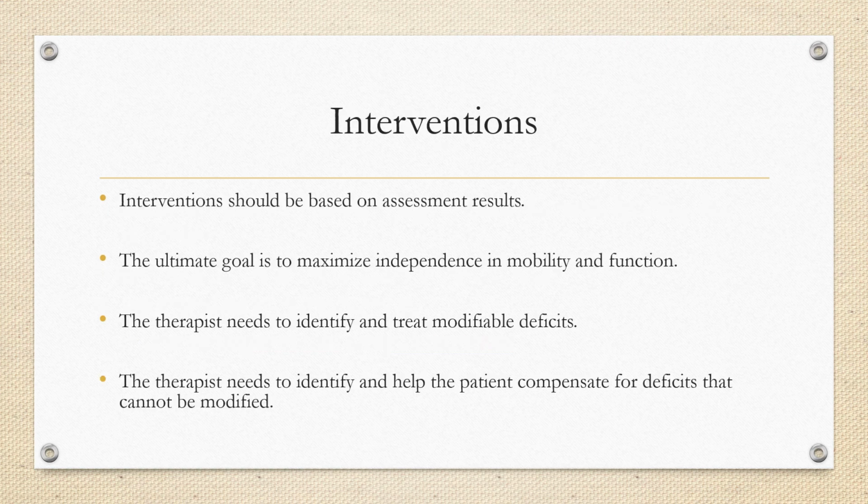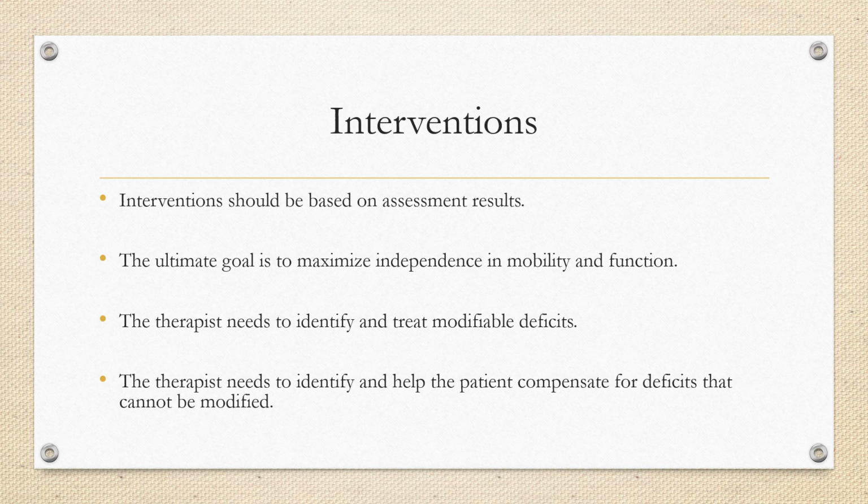And then when it comes to interventions, we want to make sure that it's based on the assessment of the patient in front of us. So you can have an idea of what you might think is going on based on reading the history of the patient, but once you get in and actually do the assessment, that's how we want to make sure we're basing the intervention on. Obviously, the ultimate goal is to maximize the independence of the patient in their mobility and their function in their environment that they're in.